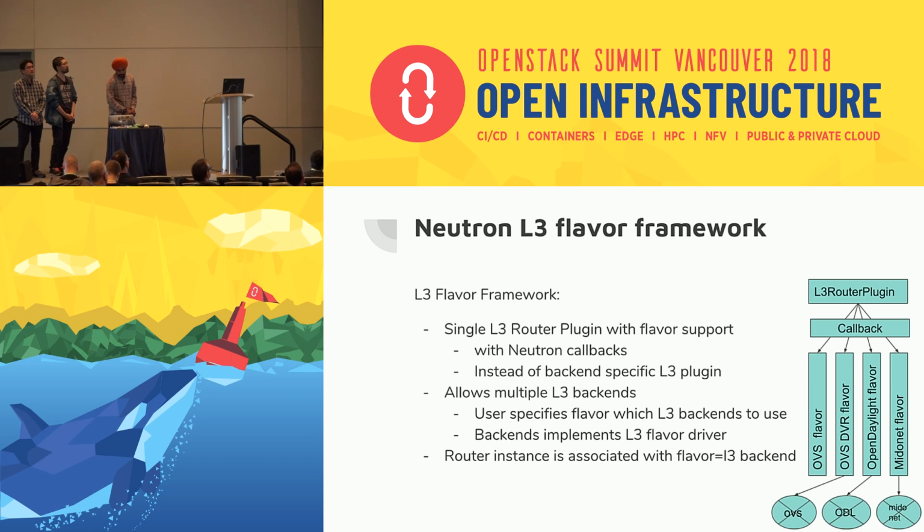So starting with the Neutron flavor, it's a common framework that allows users to enable multiple layer 3 backends in the same OpenStack deployment. Before I get into details of it, I'd like to talk about how L3 servicing is handled in the absence of L3 flavors. So Neutron had a notion of L3 service plugin, which had reference implementations for the drivers it provides. It had 4 drivers: single node, HA, DVR, and DVR HA.